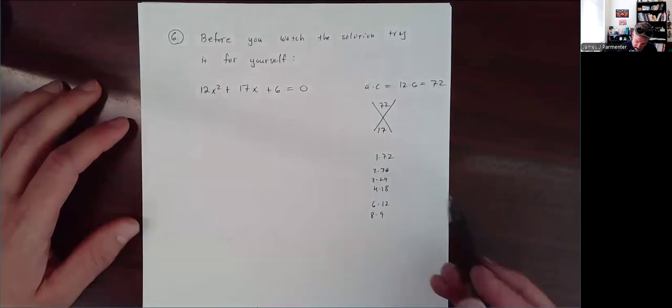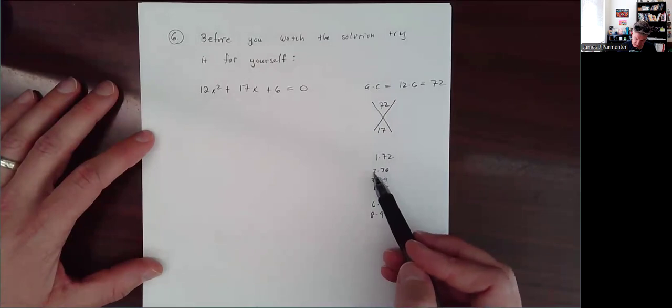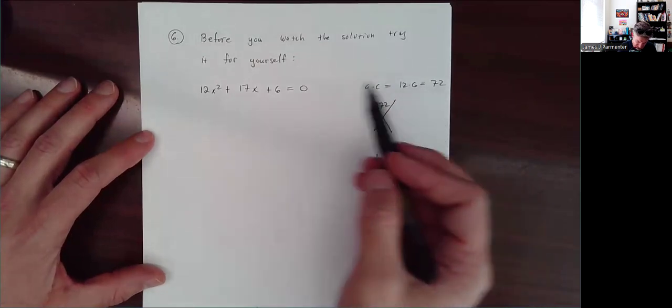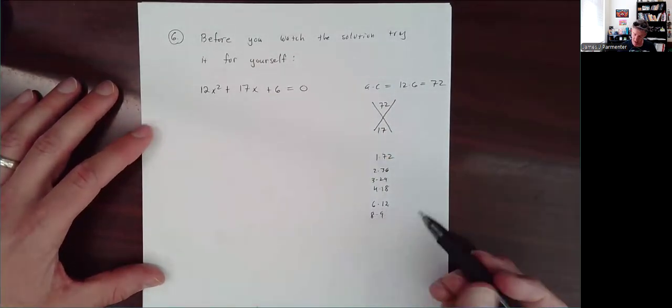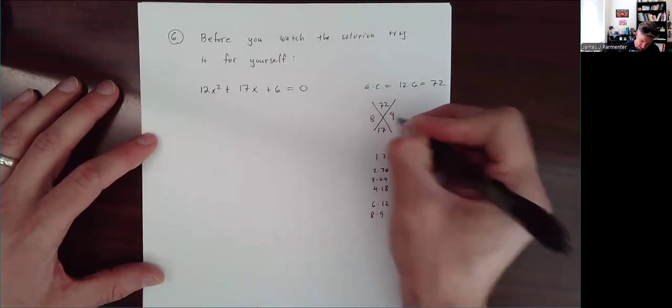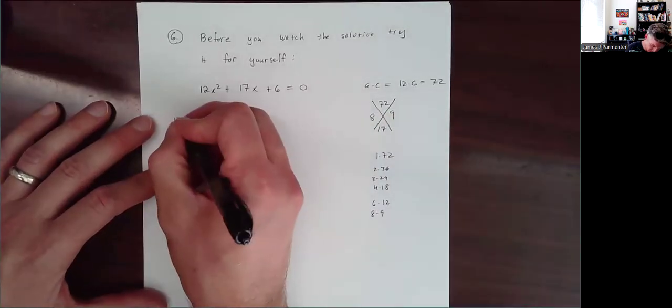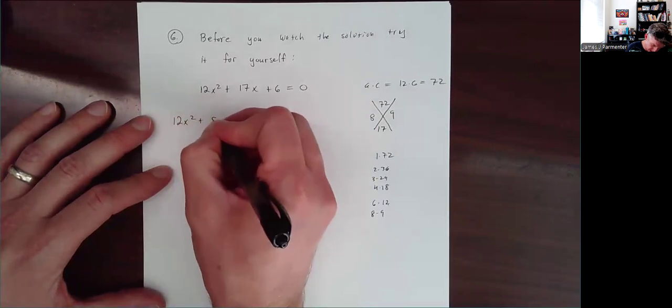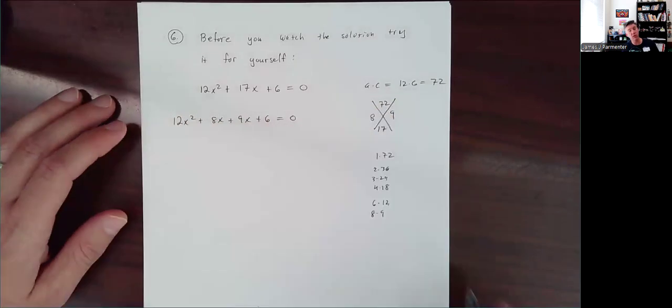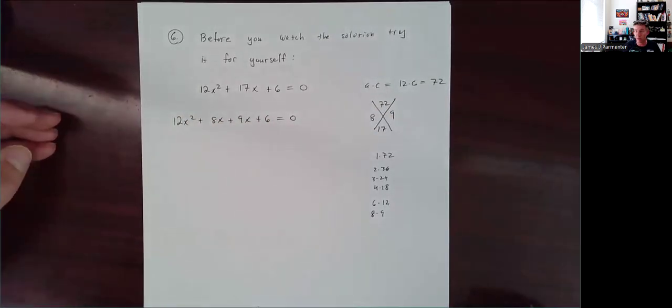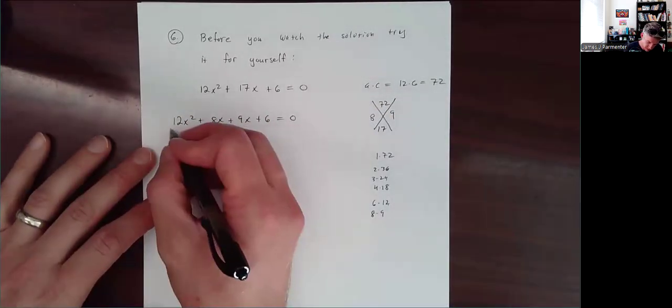But if we add them up, 1 plus 72 is too big, 2 plus 36 is too big. Right, we want to add up to 17. So 6 plus 12 is 18, 8 plus 9 is 17. So we want the 8 and the 9. So we're going to rewrite this as 12x squared plus 8x plus 9x plus 6 equal to 0. If you did 12x squared plus 9x plus 8x plus 6 equal to 0, that would also work.